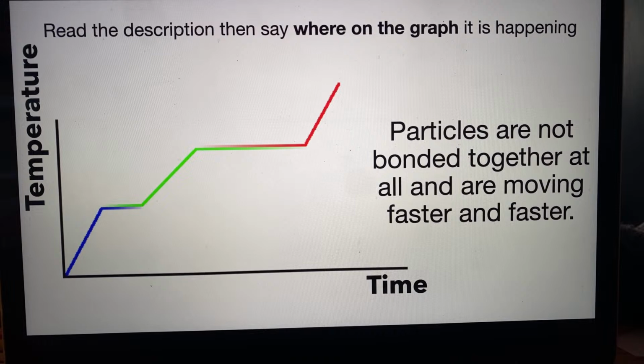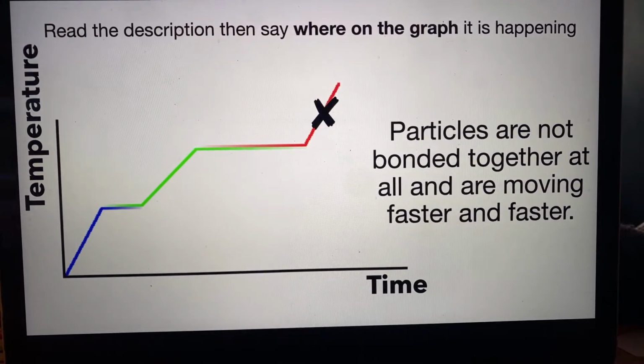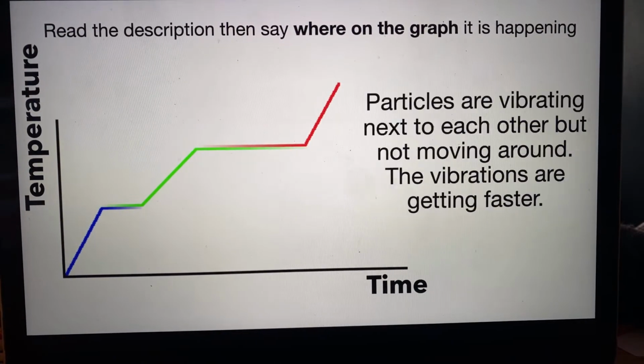Okay, they're not bonded together at all. So we're talking about a gas, aren't we? And they're moving faster and faster, so they are heating up. So that would be anywhere along this red bit of the line, where the particles aren't bonded together at all, and they're moving faster and faster.